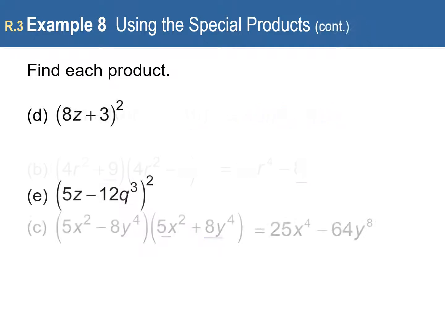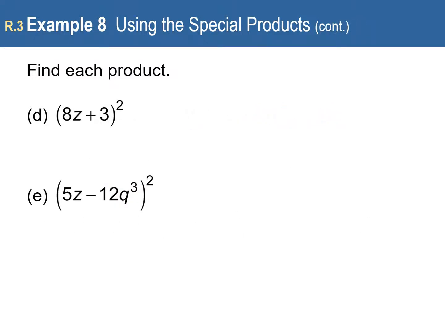Now this is a perfect square. So we can use x plus y squared is x squared plus 2xy plus y squared. And we really don't have to show any work in this case. The first term is 8z. So 8z squared is 64z squared. We want twice the product of 8z times 3, and that's 48z. And then we square the final term.